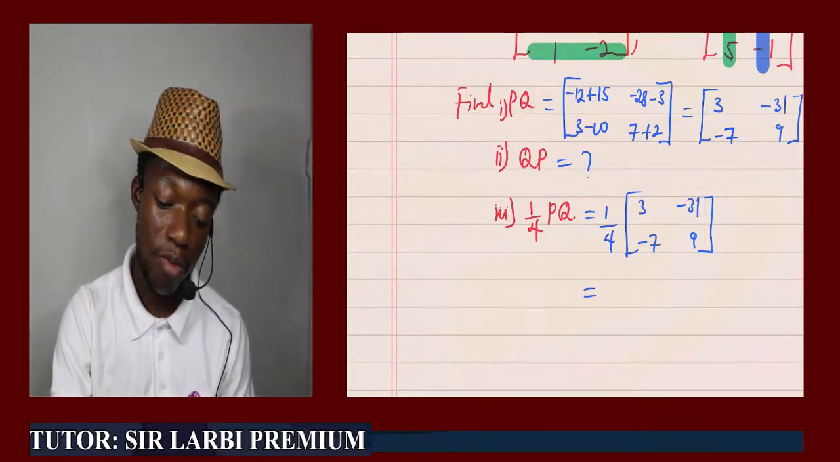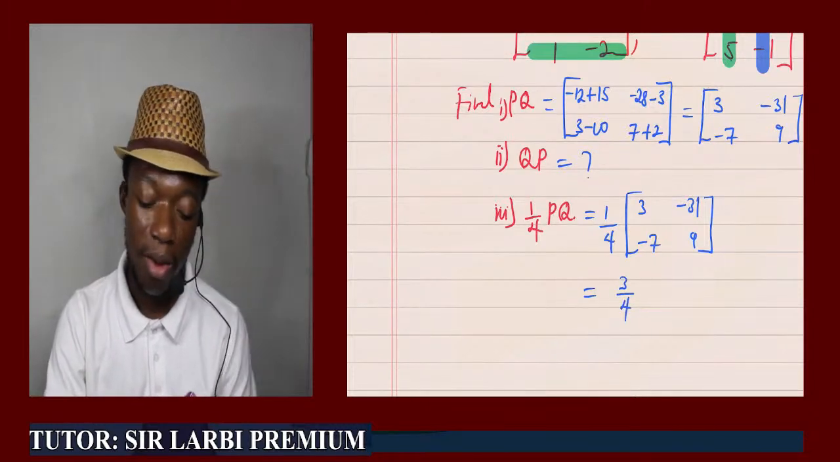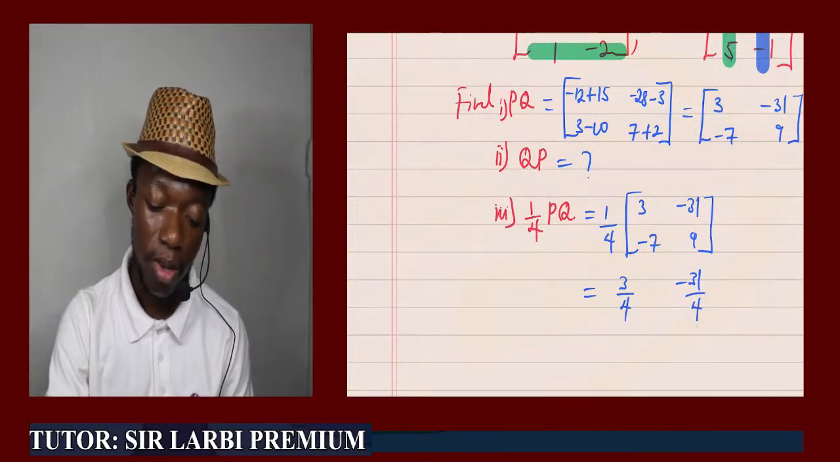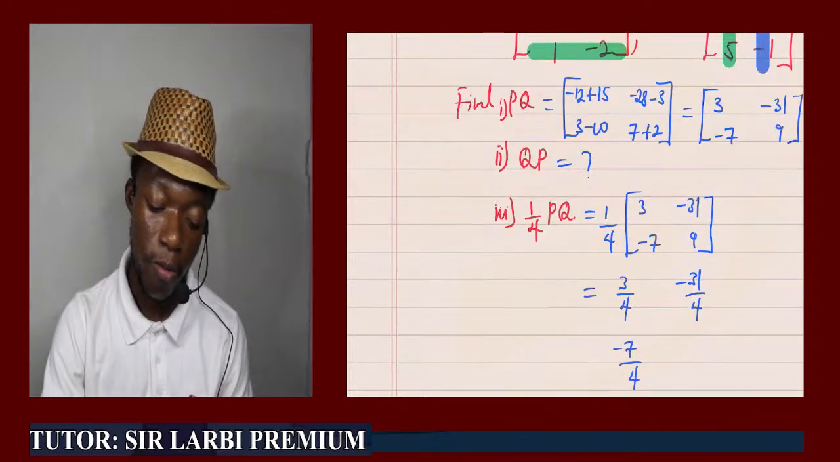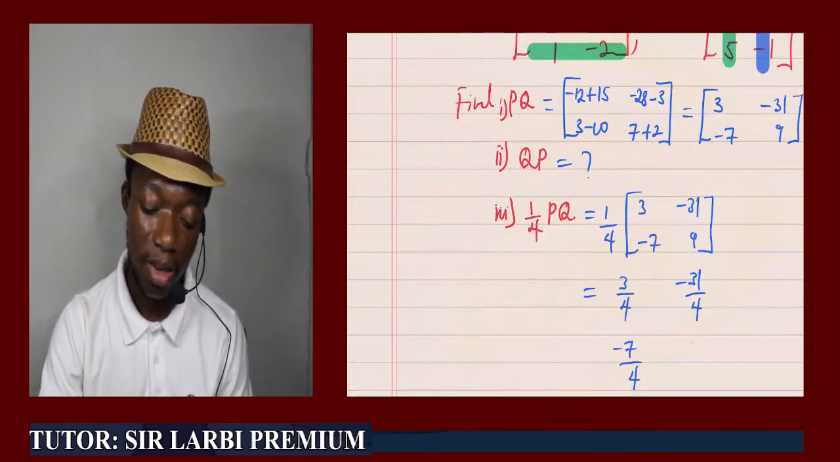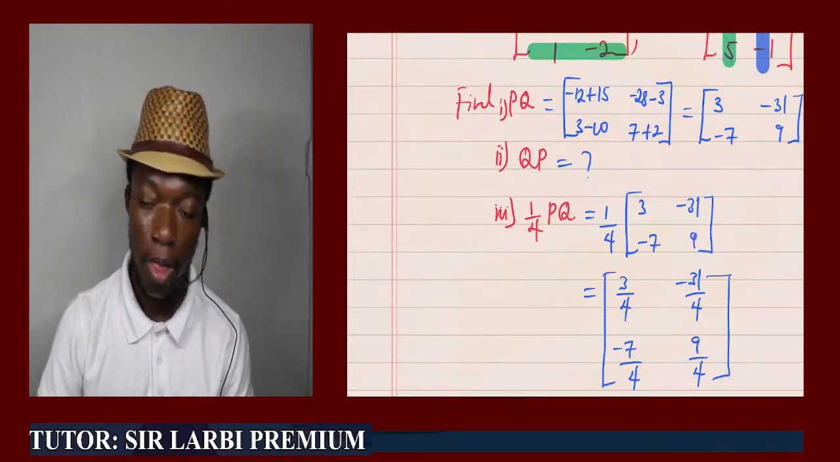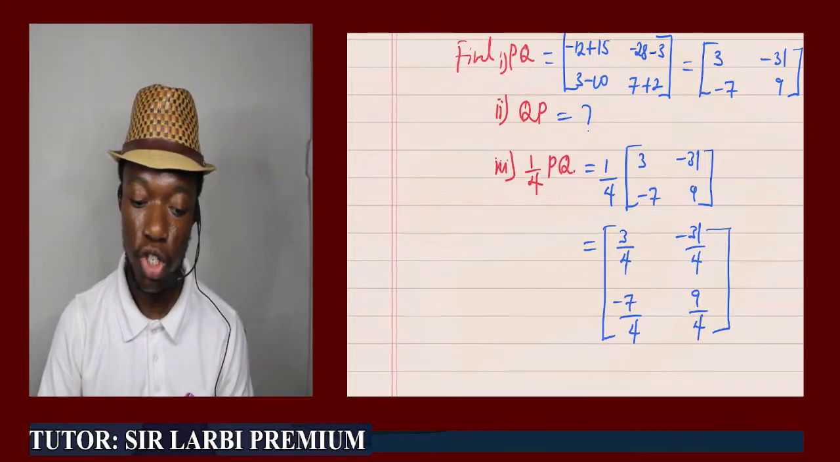So we have 1 over 4 multiplying 3, we are getting 3 over 4. 1 over 4 multiplying negative 31, you'll be getting negative 31 over 4. Then 1 over 4 multiplying negative 7, we get negative 7 over 4. Then 1 over 4 multiplying 9, we get 9 over 4. And that will define our result matrix in a 2 by 2 approach, right?